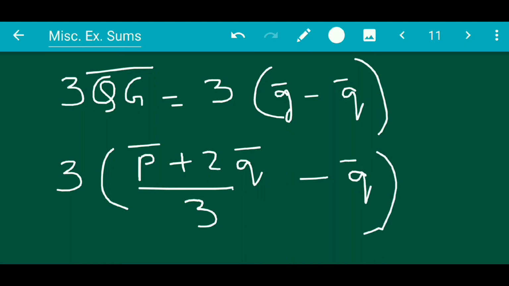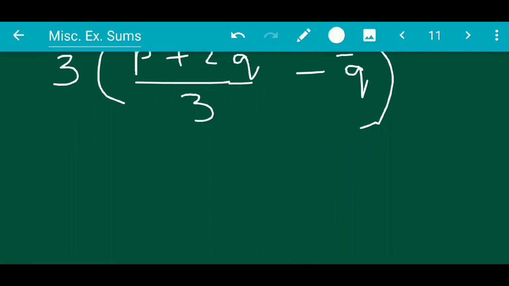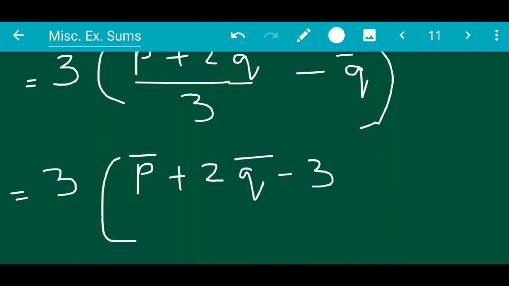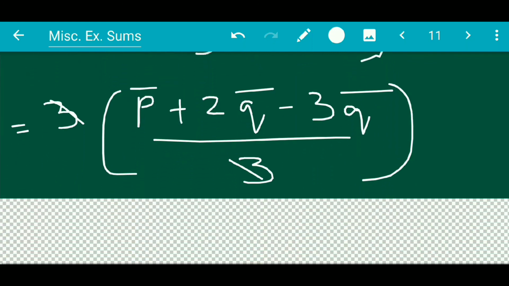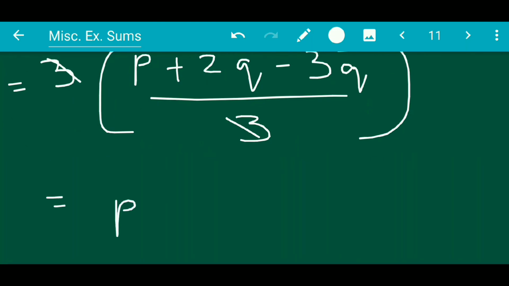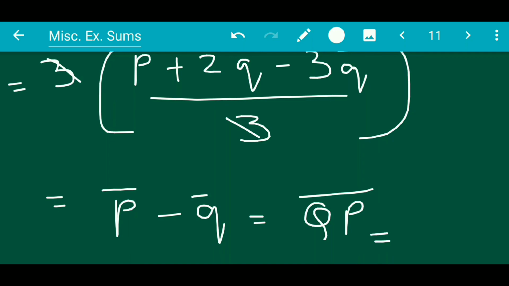Now we can just cross multiply and equalize the denominator. So it becomes 3 into (P bar plus 2Q bar minus 3Q bar) upon 3. 3 gets cancelled. 2Q minus 3Q gives us minus Q. So we get P bar minus Q bar. Now P bar minus Q bar means it is actually QP bar, which is nothing but our LHS. Thus we prove the question.